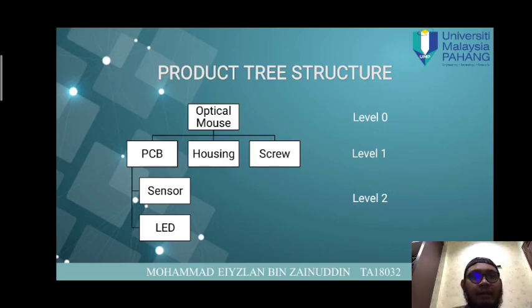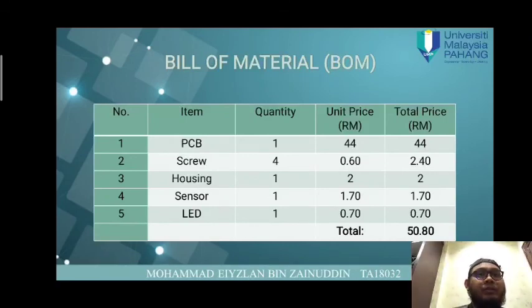So the next slide is the bill of materials, also known as BOM. Item number 1 is PCB. The quantity we need to build an optical mouse is 1. The unit price for one PCB is 44 ringgit. So the total price for PCB is 44 ringgit. Item number 2 is screw. The quantity we need to make a product is 4. The unit price is 60 cents. So the total for 4 screws is 2 ringgit and 40 cents.